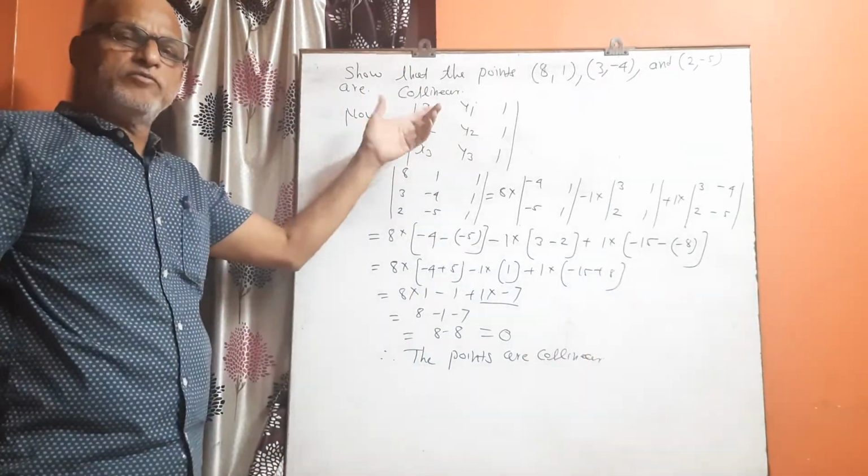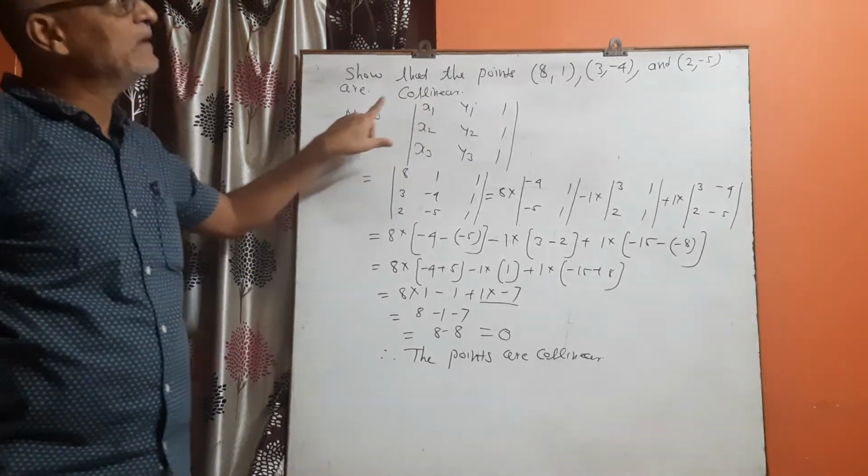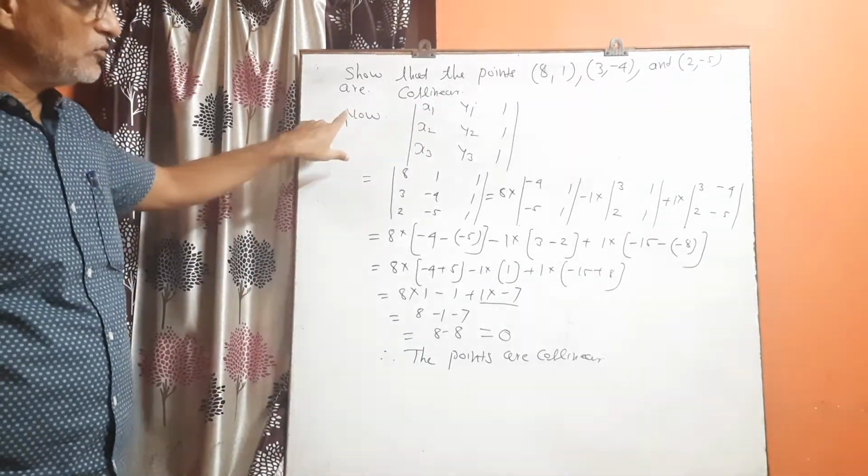So we have found the area of a triangle as well as we have shown that the points are collinear.